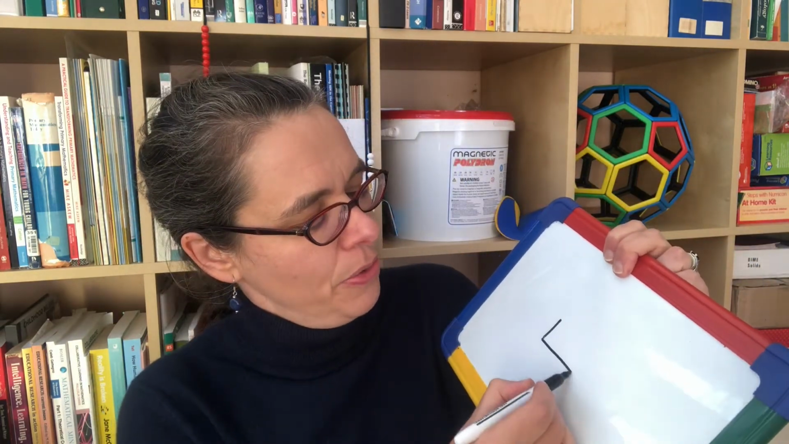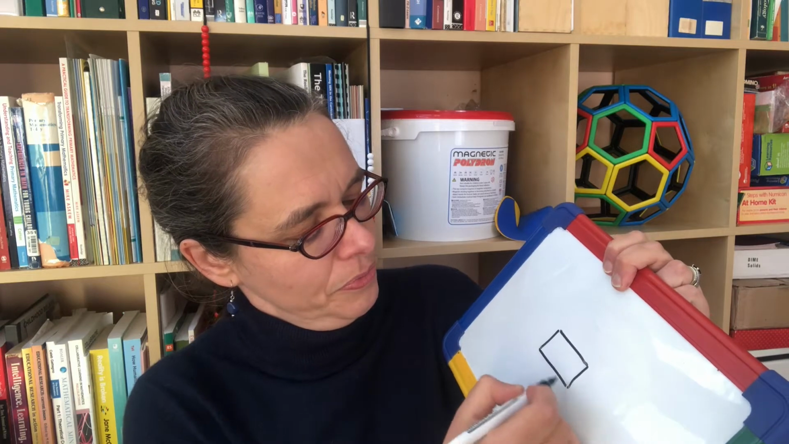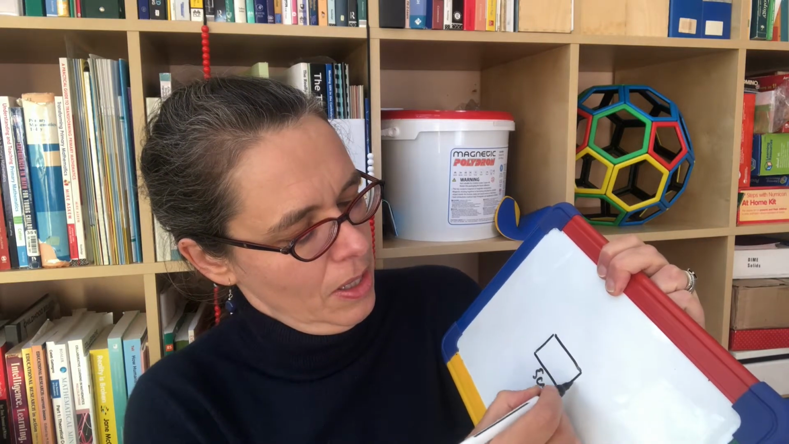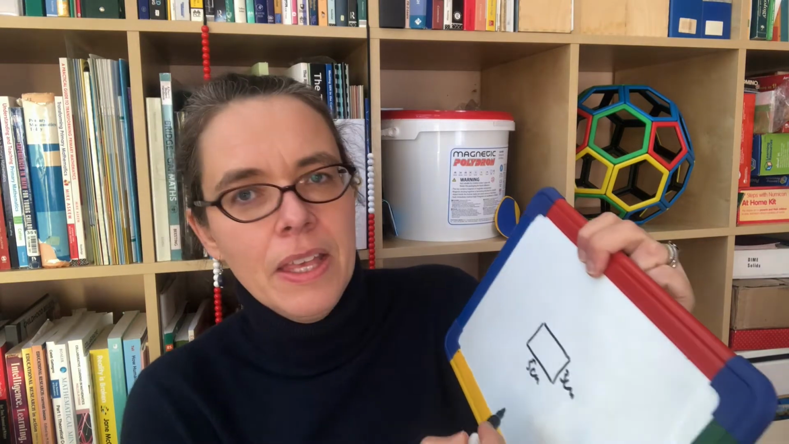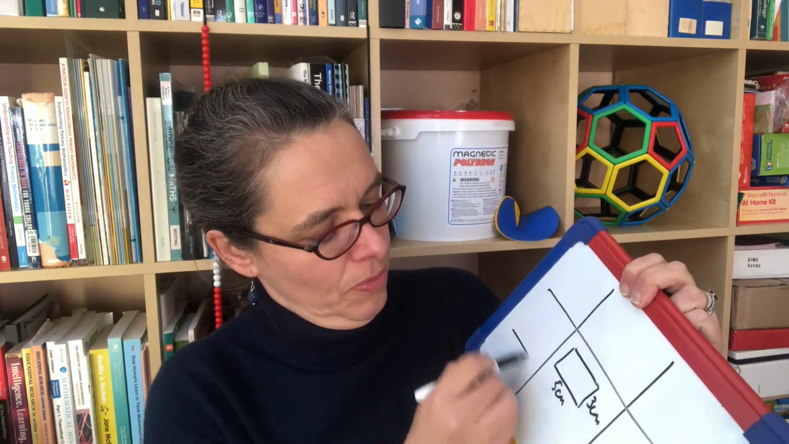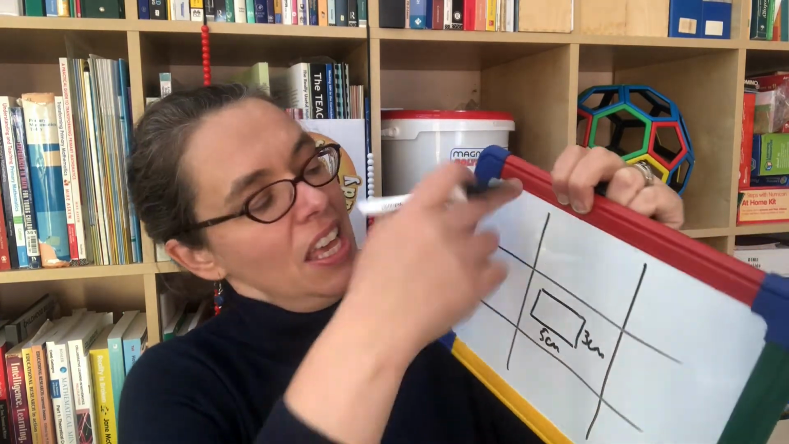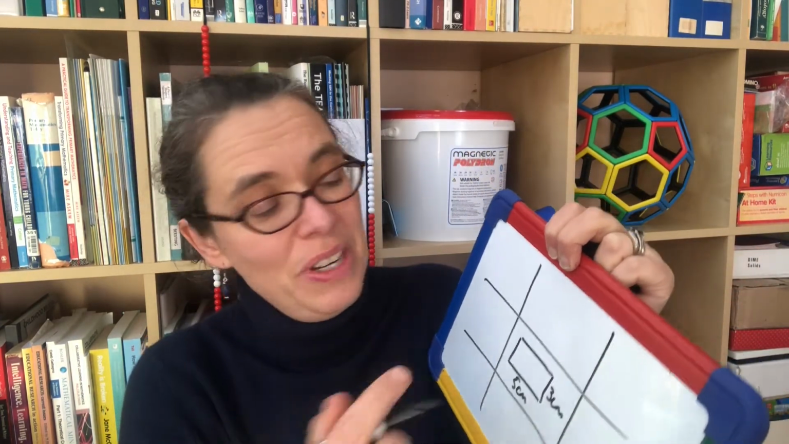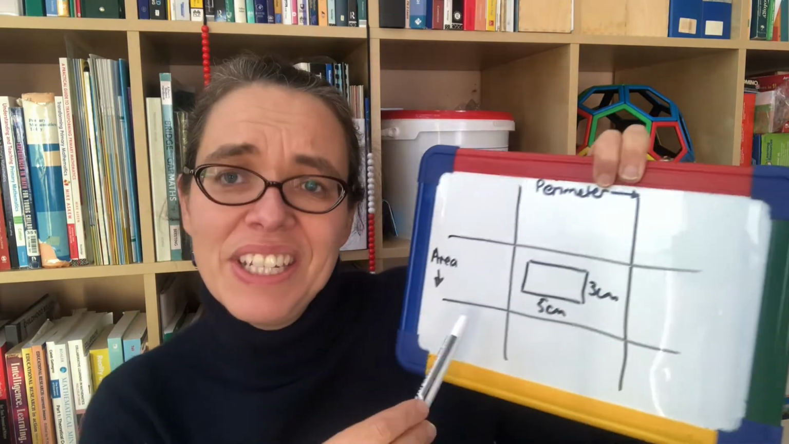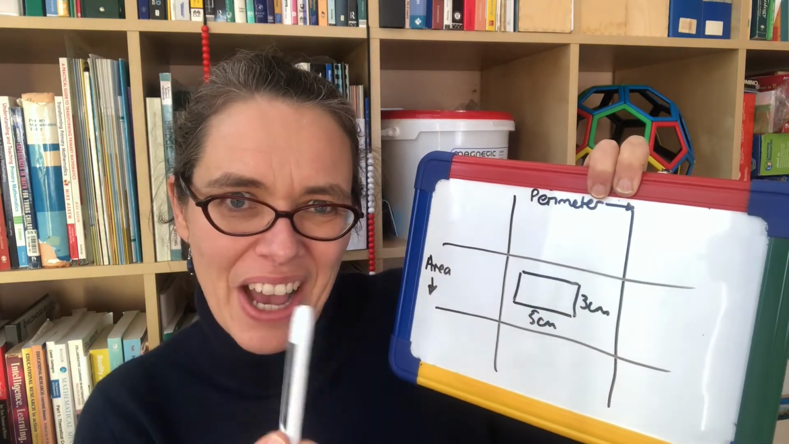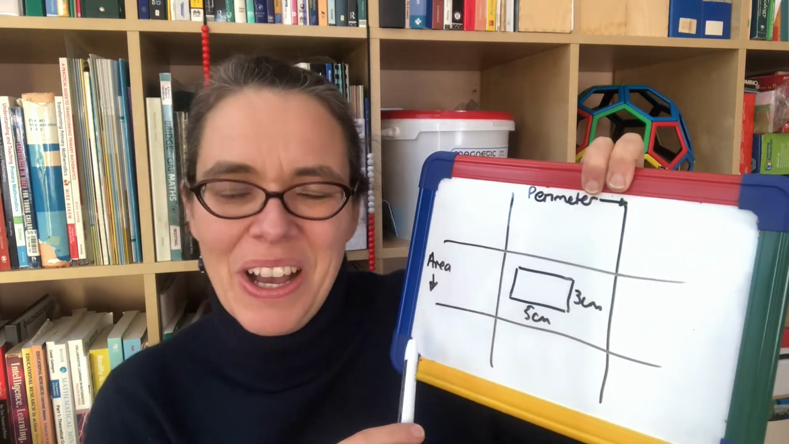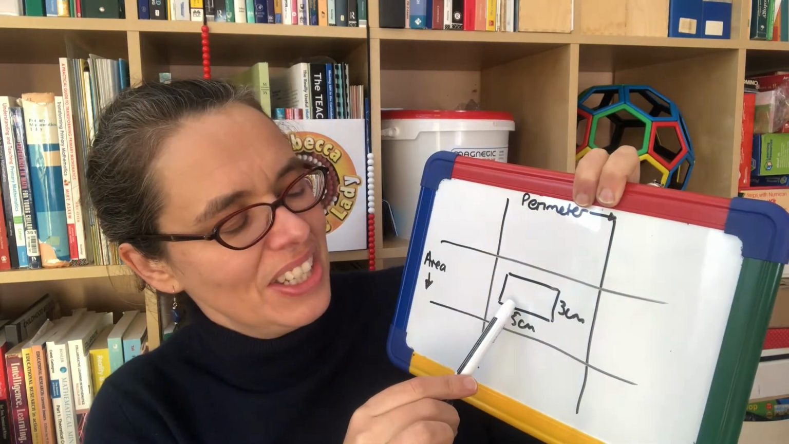And that's a task where you start with a simple shape. Let's say it's a 5 by 3 centimetre rectangle. And we draw a noughts and crosses grid here. And we're going to label one direction perimeter and the other area. It doesn't really matter which is which. And what we're going to do is ask children to find shapes that fit in each part of the grid if this is your starter shape.